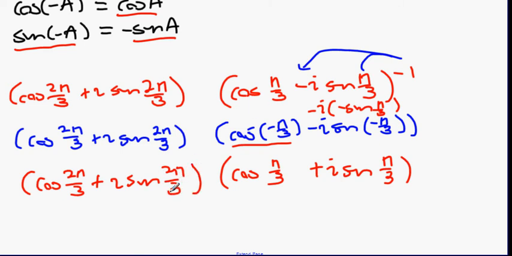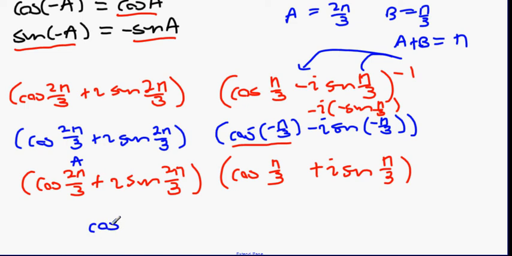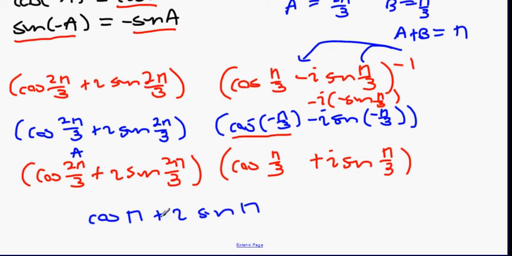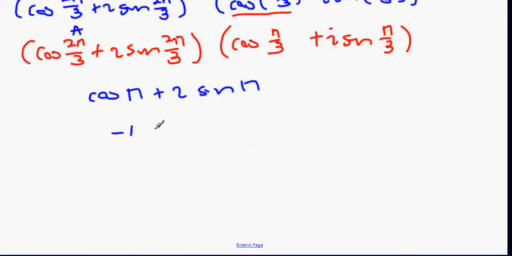Now we're going to use the multiplication rule. This is angle A, so angle A equals 2 pi over 3, angle B equals pi over 3, such that A plus B is going to equal pi. Okay, so what we're going to get is cos pi plus i sin pi, and that gives us minus 1 plus 0i equals minus 1. Okay, so that's minus 1.